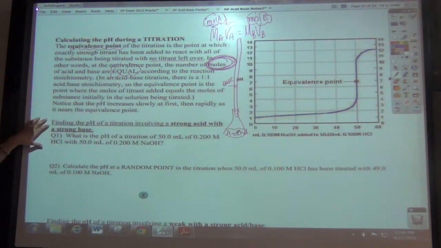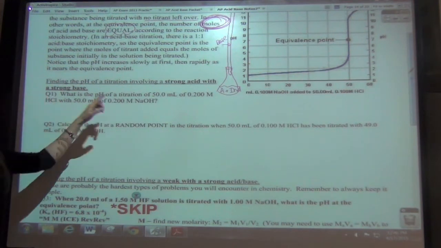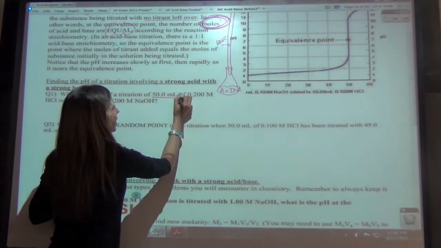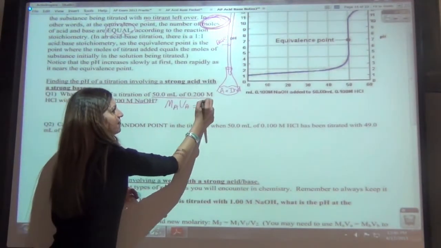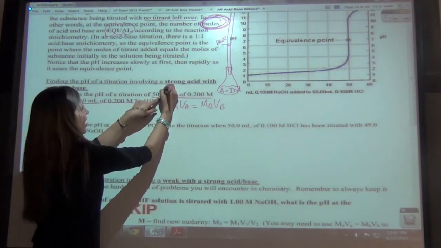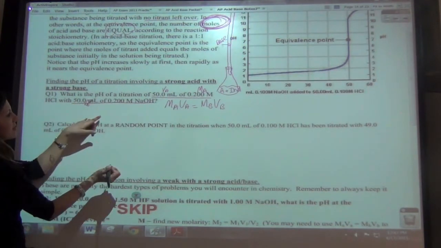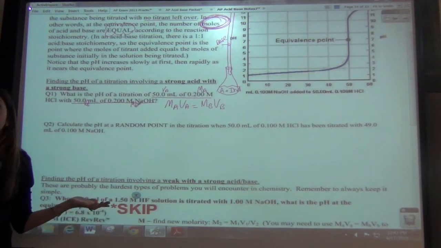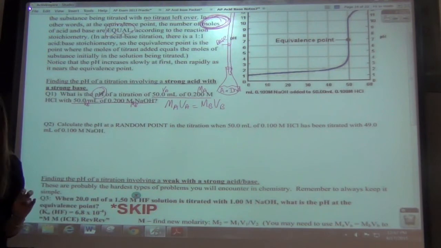So the first thing is finding the pH of a titration of a strong acid with a strong base. Okay, so it says, what's the pH of a titration of 50 mL of a 0.2 molar HCl with 50 mL of a 0.2 molar NaOH? Well, you could set up MaVa equals MbVb. You're given the volume and the molarity of the acid, and you're given the volume and the molarity of the base. So what are you solving for? Nothing. But what the question is asking is, what is the pH?